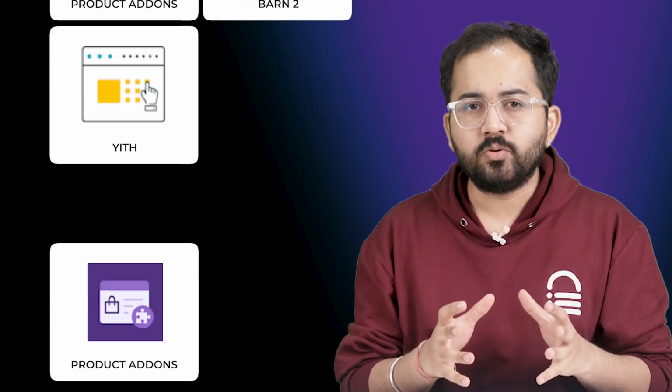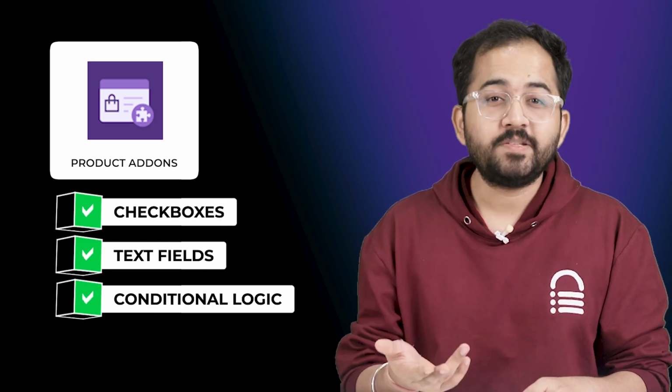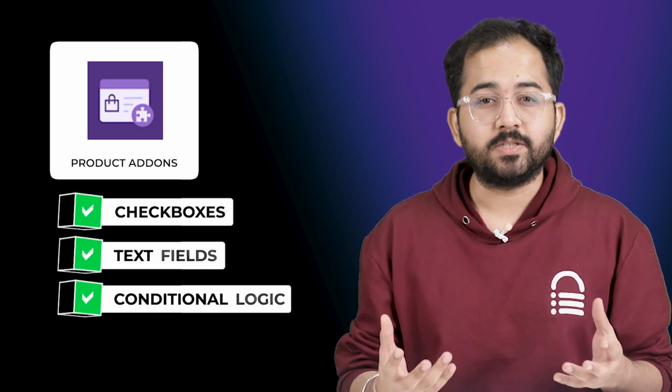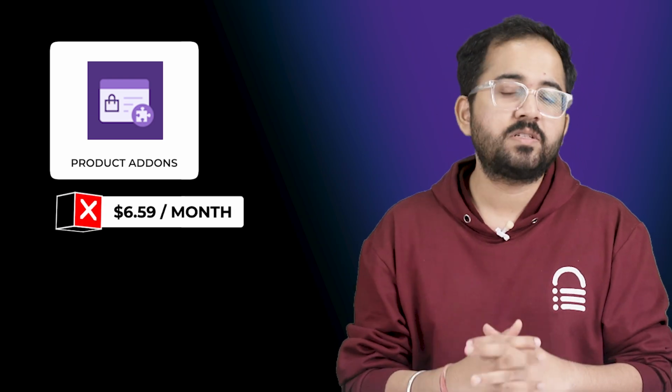The first plugin I used was WooCommerce Product Add-ons. This plugin allows you to add basic extra product options like checkboxes, text fields, and also supports conditional logic. The only con is that it charges this much, which is expensive for such basic features.